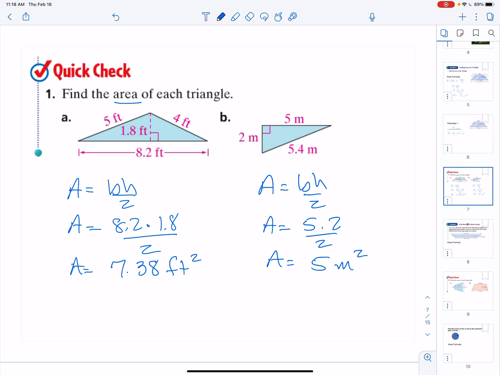Okay, so now what if I asked you to find perimeter of these? What would you do? Well, to find perimeter, we know that we would start at a corner. We would add this, this, and this. So we would do 8.2 plus 4 plus 5 for perimeter of this shape. And for B, you would add 5 and 2 and 5.4. And that's how you'd find the perimeter.